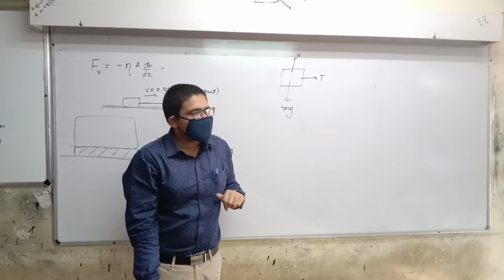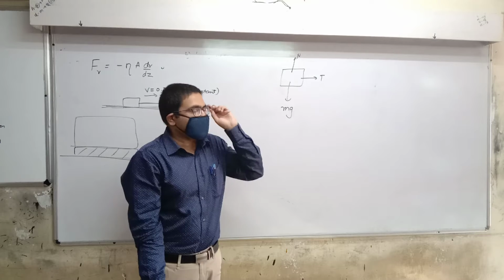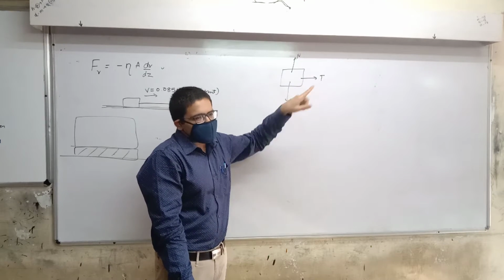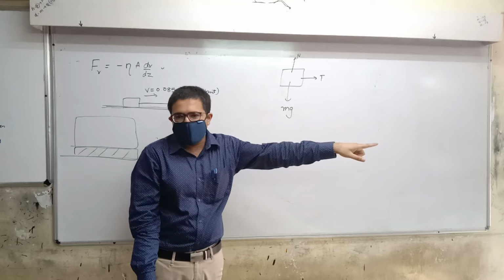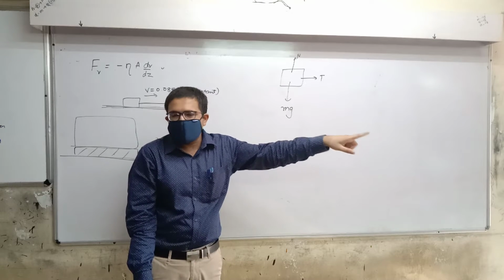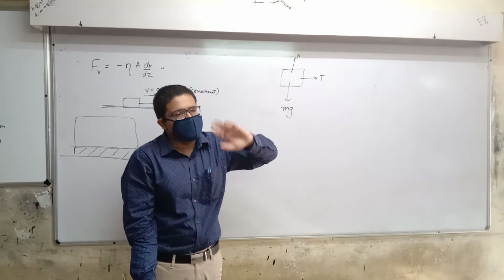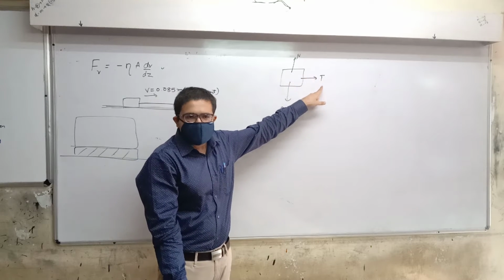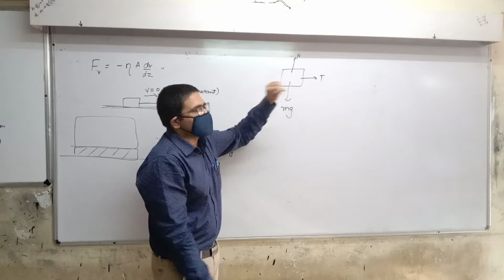Why? I repeat what I asked you. If there is tension towards the right side, there should be acceleration towards the right side, but it's not there. So there is some other force that is cancelling T. It will be viscous force.